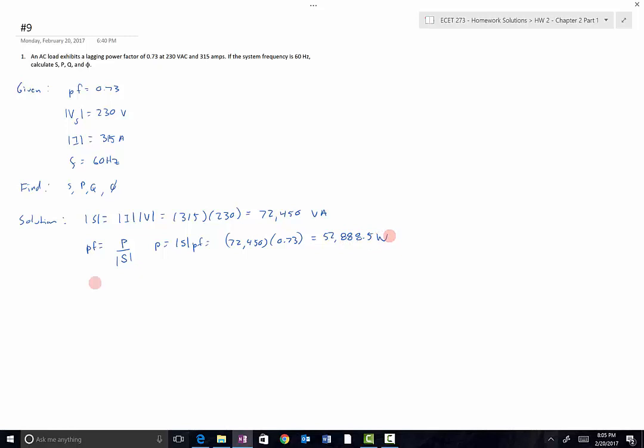And then Q is equal to the root of S squared minus P squared, from Pythagoras' theorem. So you plug those in and you get 49,515.7 var.